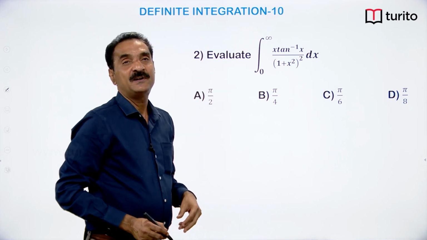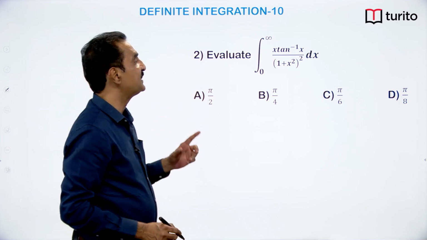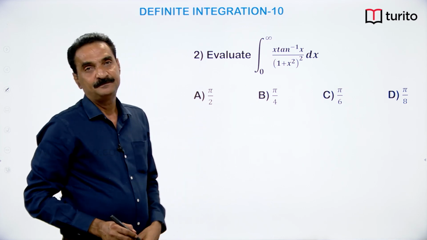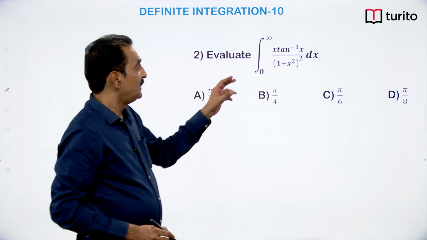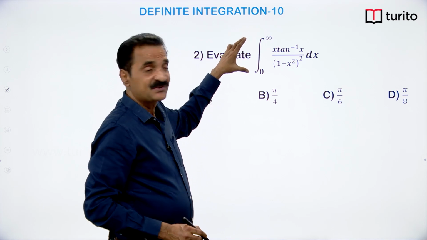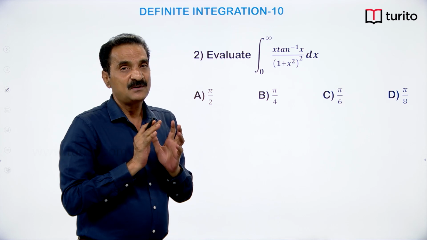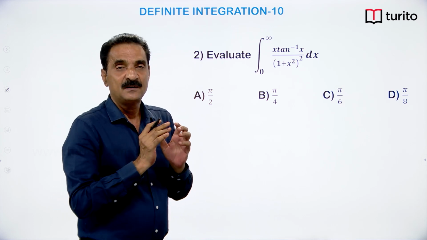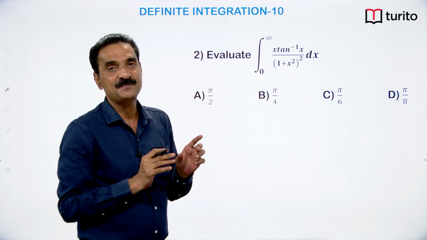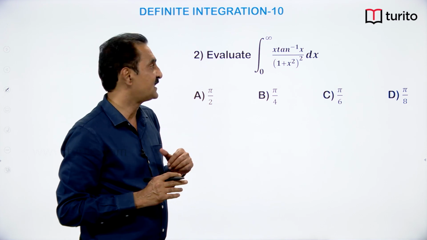The integral from 0 to infinity of x tan inverse x by 1 plus x square whole square dx. Options are also given. We discussed some points that when the limits are 0 to infinity, there are two methods. Sometimes we substitute x is equal to 1 by t, sometimes we substitute x is equal to tan theta. So, let us try one of them.